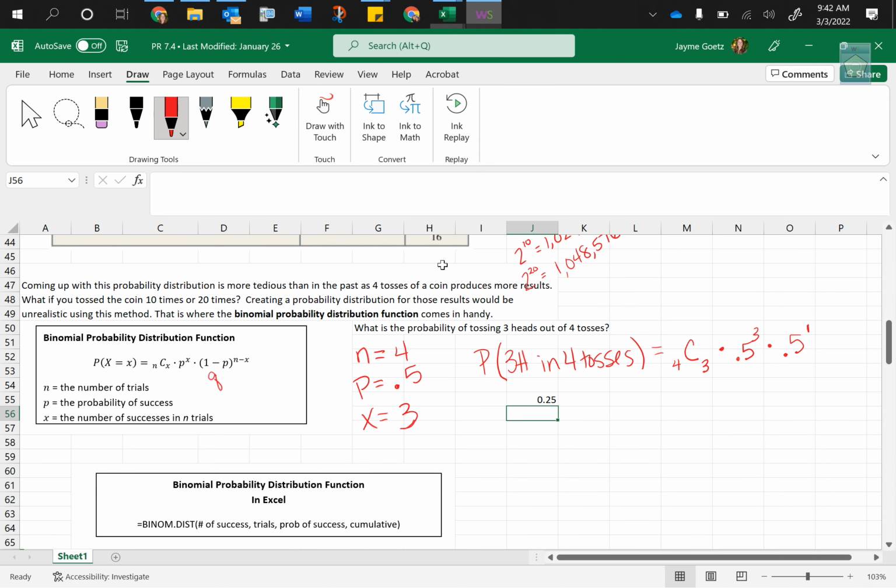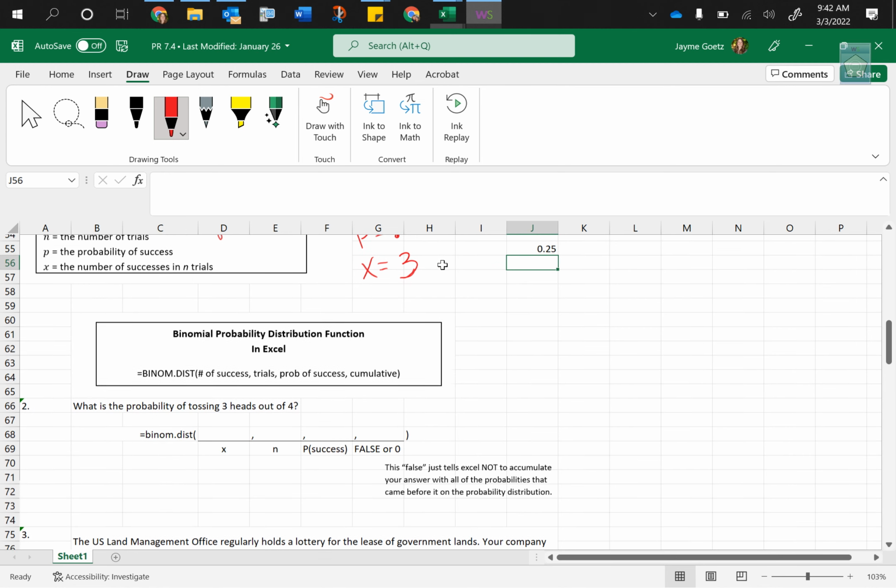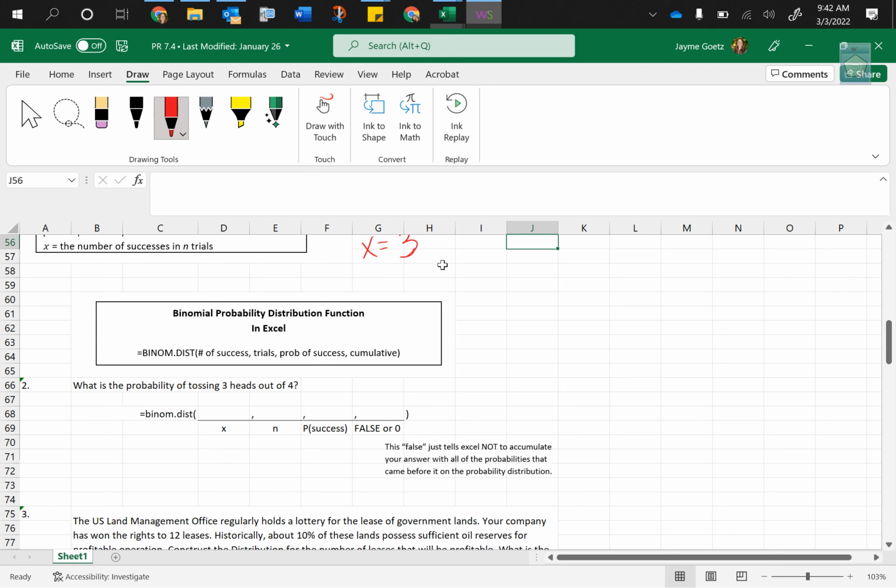Now that's a lot of work. That's a lot of calculations. And again, you have that formula on your formula sheet, but it's a lot of thinking to make sure you get it right. So that's why Excel can actually do it for us. So instead of going through that whole process, we can use the binomial probability distribution function in Excel.